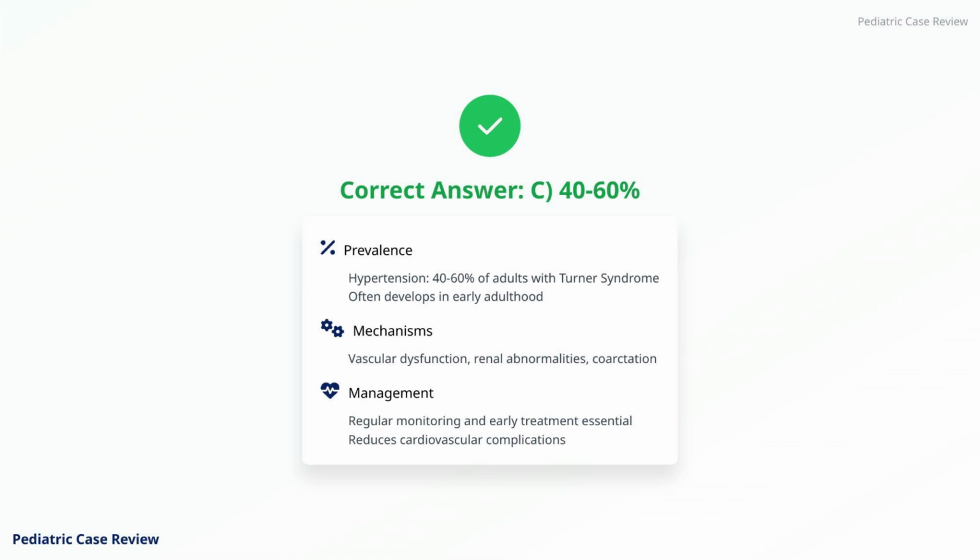The correct answer is C, 40 to 60% of adults with Turner syndrome develop hypertension, often in early adulthood. Mechanisms include vascular dysfunction, renal abnormalities, and undiagnosed or repaired coarctation. Regular blood pressure monitoring and early treatment are essential to reduce cardiovascular complications and improve long-term outcomes.